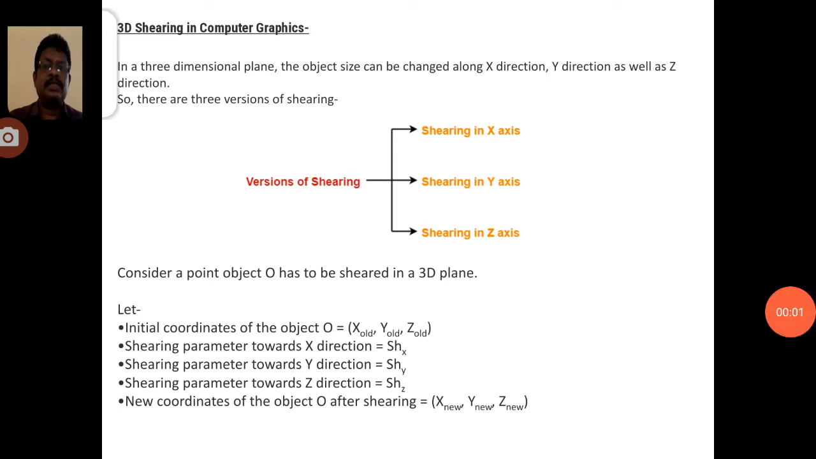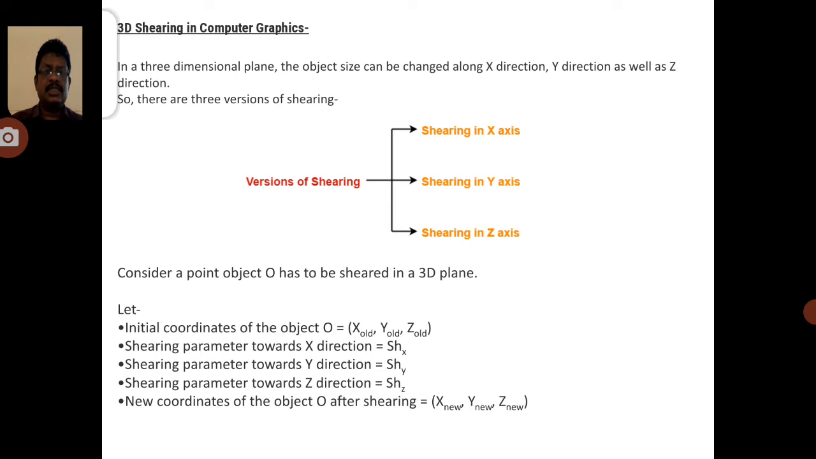Hi students, today I am going to discuss 3D shearing in computer graphics. In the last videos I completed the four different types of techniques under 3D transformation, that is translation, rotation, and the third one is scaling, and the fourth one is reflection. Now I am going to discuss the last technique, that is 3D shearing in computer graphics.